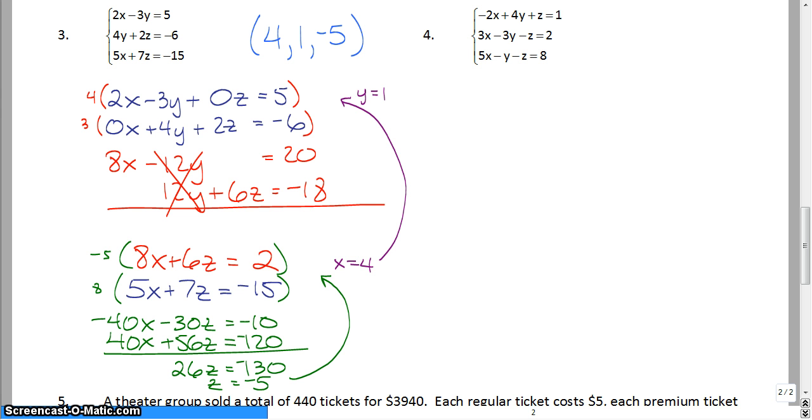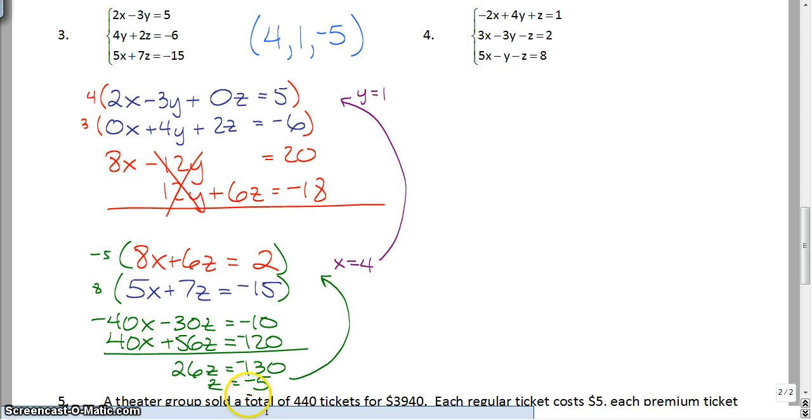After you eliminated your y, you have 2 equations, 8x plus 6z equals 2 and 5x plus 7z equals negative 15. So you just had to multiply the top and bottom by negative 5 and 8, or you could have switched it, did 5 and negative 8, doesn't matter. You could have also used negative 7 and 6 to get rid of the z's first. It doesn't matter which order.